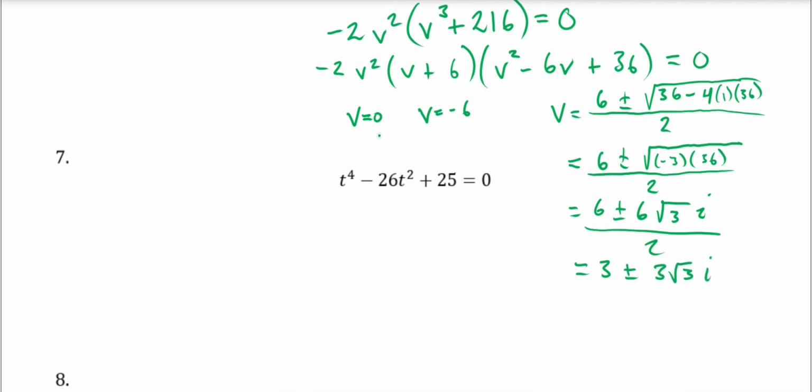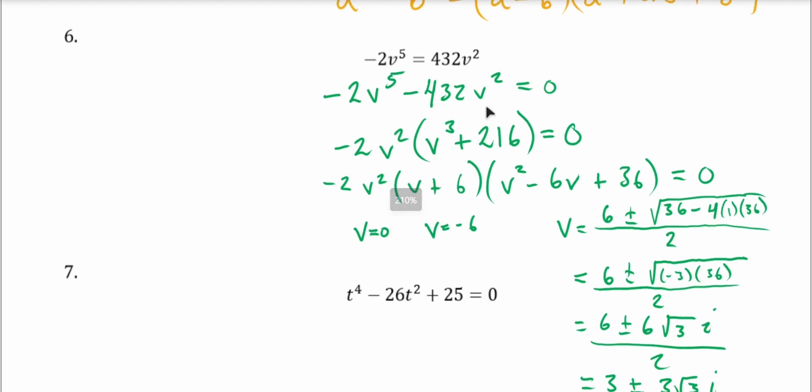So here are our roots. We have a 0 with multiplicity 2. We have a minus 6 with multiplicity 1. And we have these two multiplicity 1 complex roots. That gives us a total of 5 counted with multiplicity.